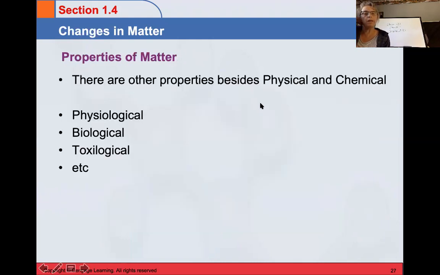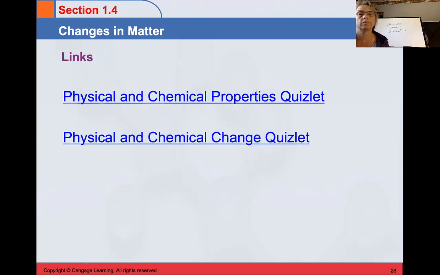One thing I want to point out, there are other properties besides physical and chemical, right? When you take something into your body, it can have physiological properties. You can have biological properties out in the ecosystems. You can have toxicological properties. There's many, many, many more properties besides physical and chemical. These are just two that we're looking at in this particular class.